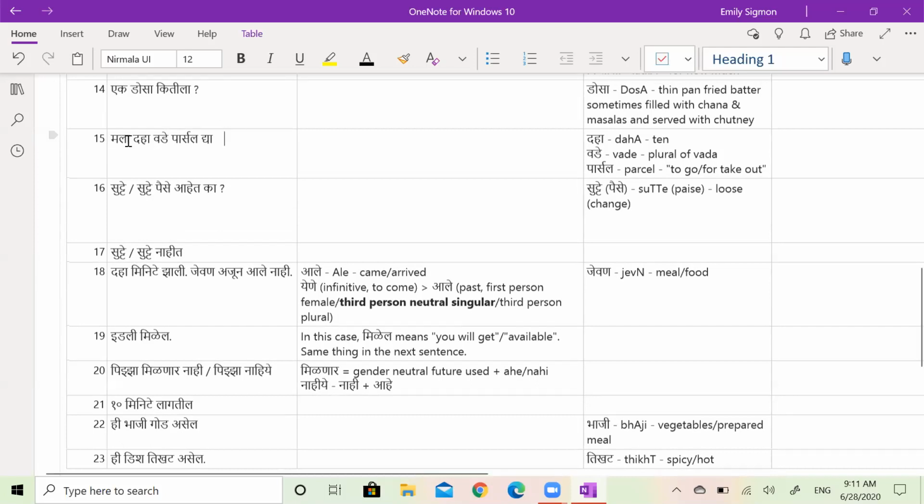Mala daha vade parcel dya. So this is a new phrase for me. Parcel in American style English becomes takeout, like a takeout box. Like you order it, you go pick it up, and you take it home. So parcel is ordering things for takeout. So mala daha vade, so ten vadas, for takeout. Please give me 10 vade in a parcel for takeout.